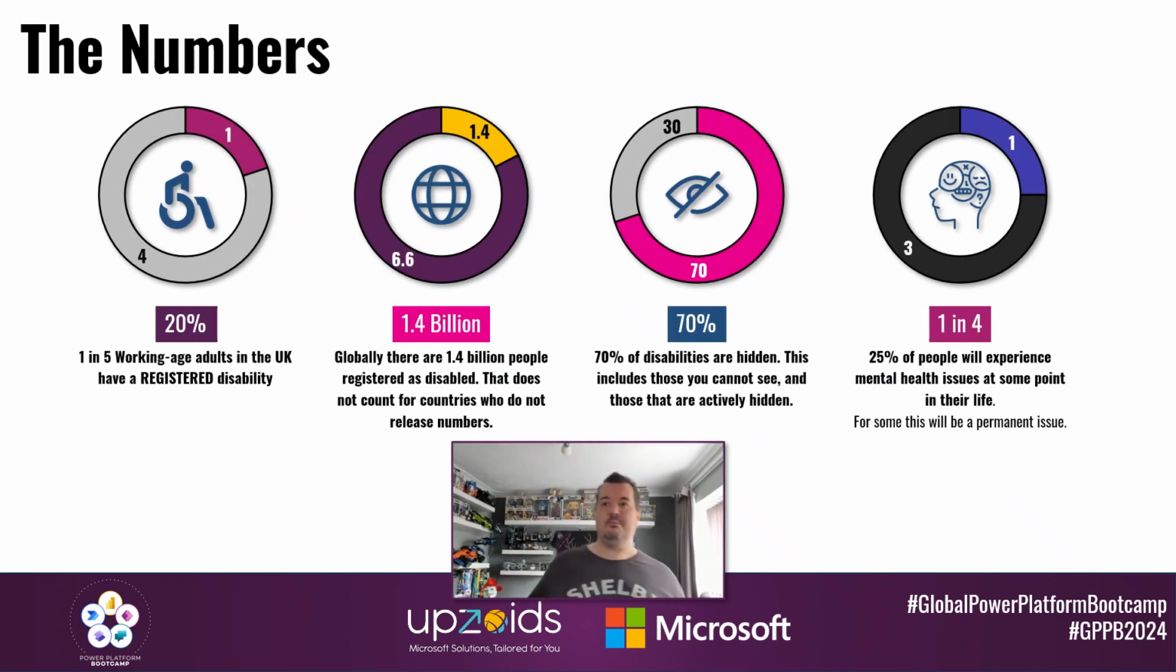If we look at some numbers around this, if I go off the UK, which is where I am, I'm in Rugby, so yes, the birthplace of the great game. In the UK, 1 in 5 working age adults have a registered disability. 20% of the workforce is registered as disabled. The word registered there is really important because there are an unknown, hidden number of people who are not registered.